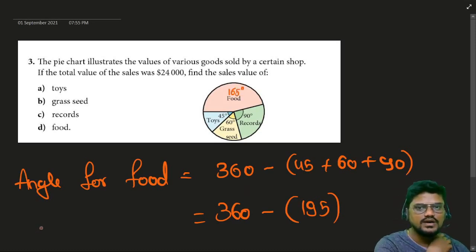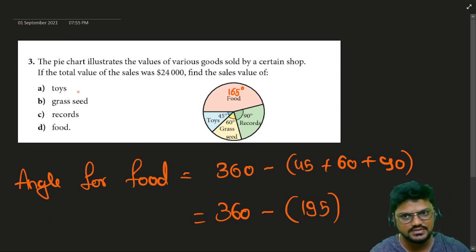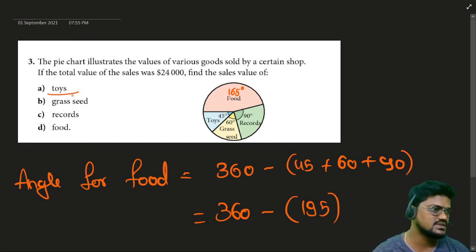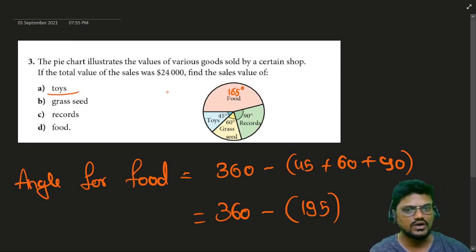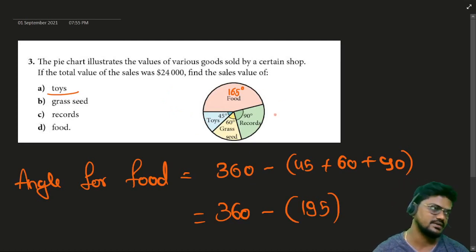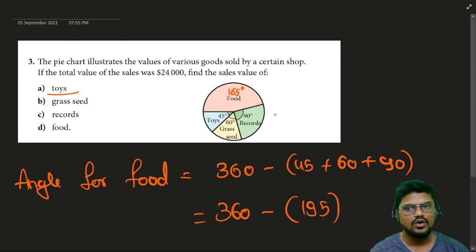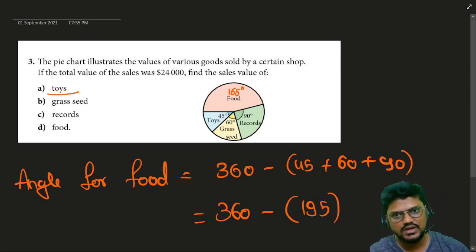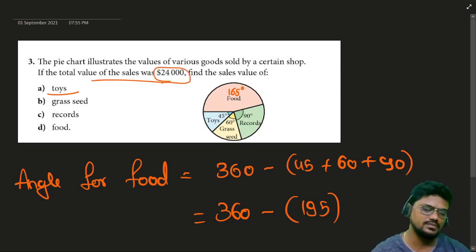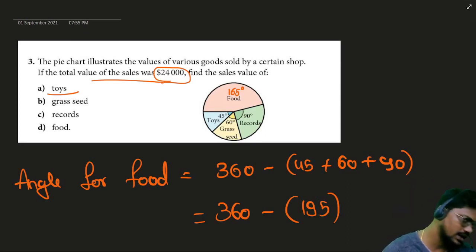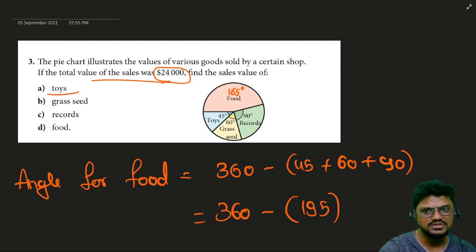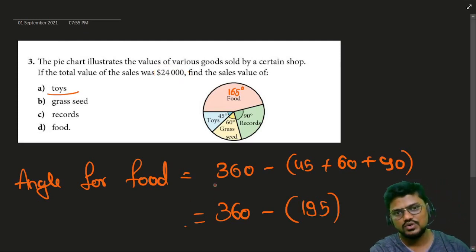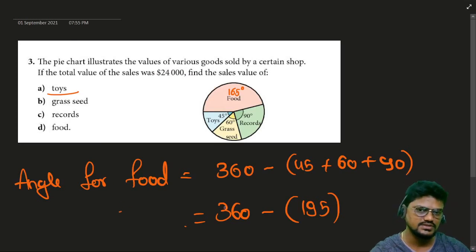Fine. Now what they have asked is to find the sales value of toys. Toys is 45 degrees in the pie chart. We know that the total is 360 degrees, and the total value of the sales was 24,000 for all of them, meaning toys, grass seed, records and food. So find the value of sales of toys.